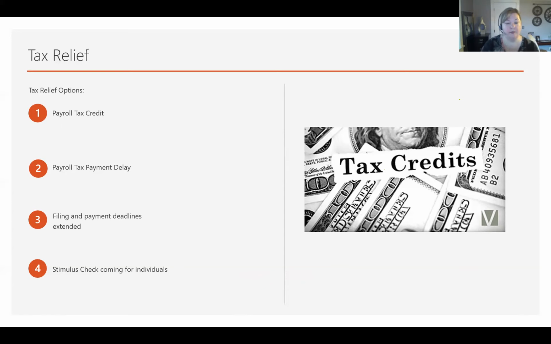It's only the employer portion. You still have to pay the employee portion. It's also only federal at this point. Oregon has not said that you can do this. So federal tax payment delays of the employer portion now until the end of the year, and those deferred amounts have to be paid in 2021 and in 2022.